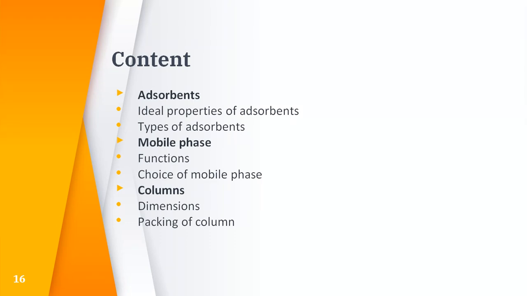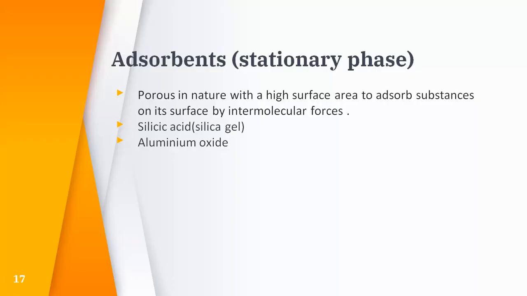Next we are going to study about columns, its dimensions and how the packing of column must be done, as column is one of the main parts of the adsorption column chromatography. So starting with adsorbents. Adsorbent acts as a stationary phase. It is porous in nature with a high surface area to adsorb substances on its surface by intermolecular forces. Examples include silica gel and aluminium oxide.